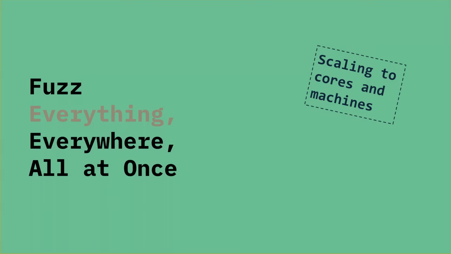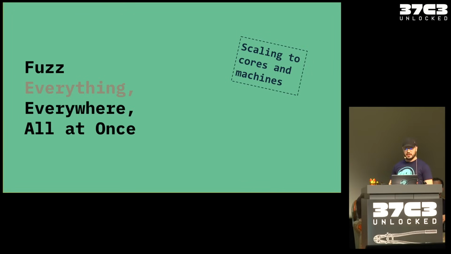So now, after this, Addison will introduce how we scale over cores, how this specific example on Android scales over cores, but also in general how LibAFL scales over multi-core machines. Thank you.